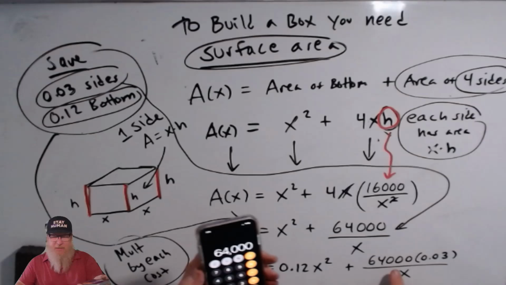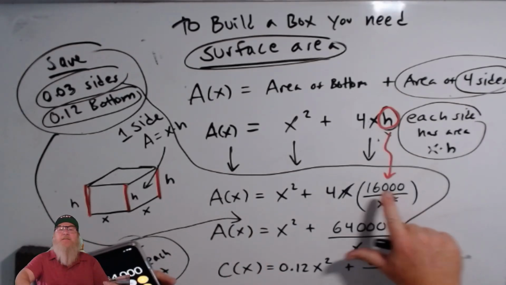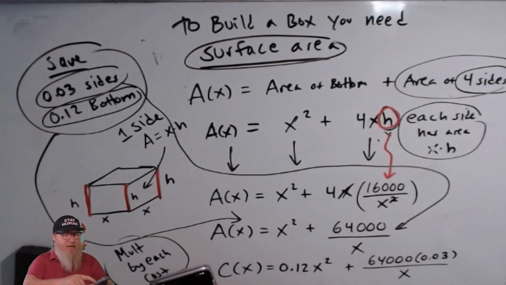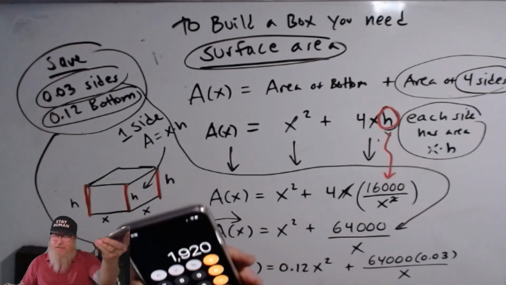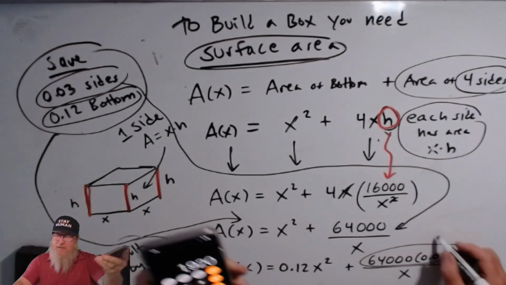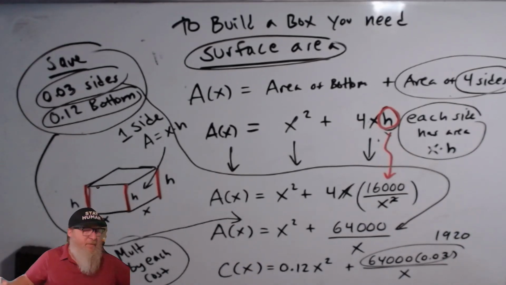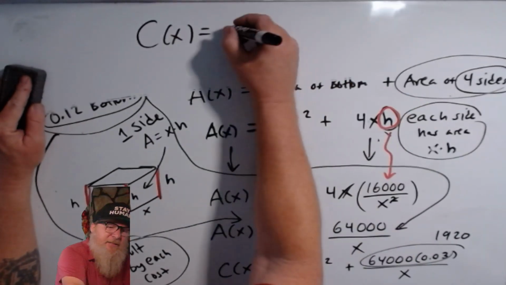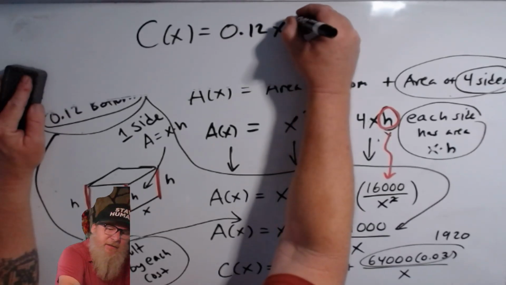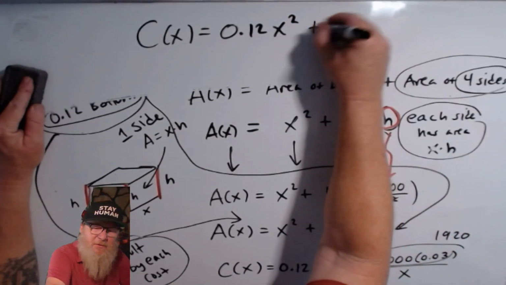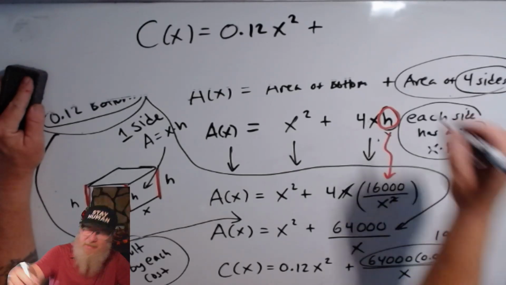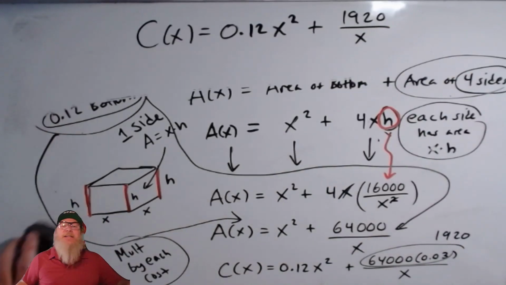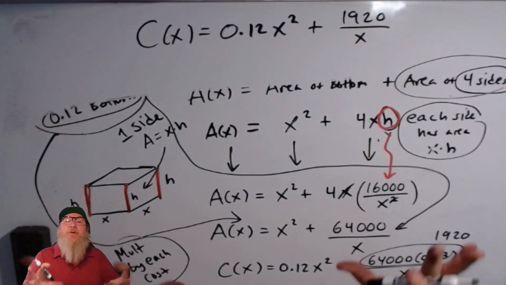64,000. Remember, it used to be 16,000. Then I multiplied it by 4 and got 64,000. Now I'm multiplying it by 3/100ths of a cent. So that's going to become 1920. And after all of that work, you're going to be like, I hope he just gives us the cost function. So in the first 2 examples that I did today, I just gave you the cost function, but I had to show you at least the simple case.